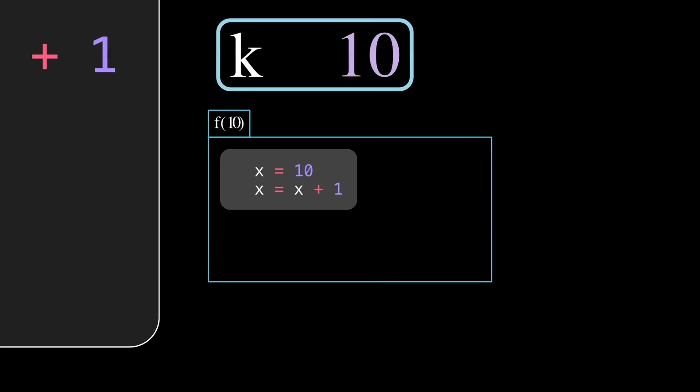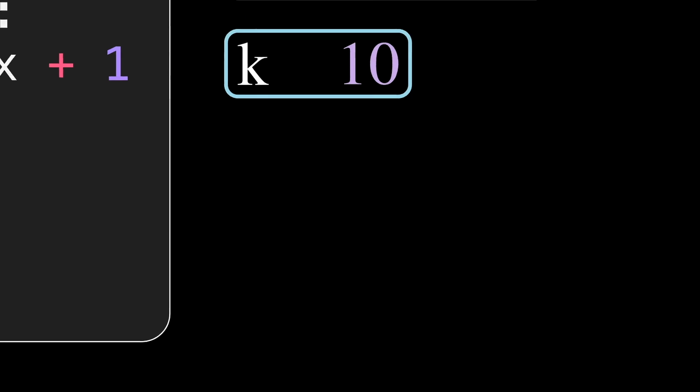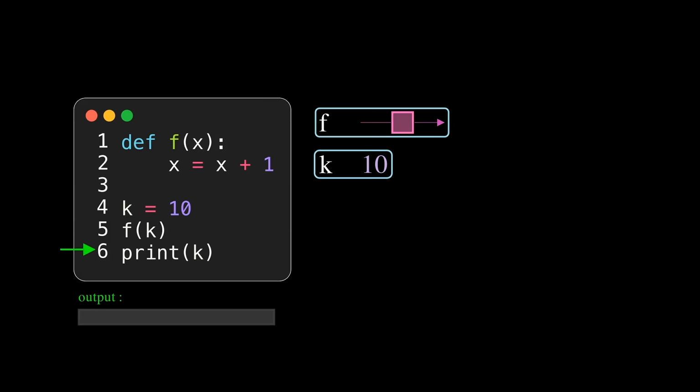Since the input is really the value of 10 entering the function, but not the variable k, if I increase 10 to 11, that has no business with the original k. After the function call, if I print k, I still get 10.